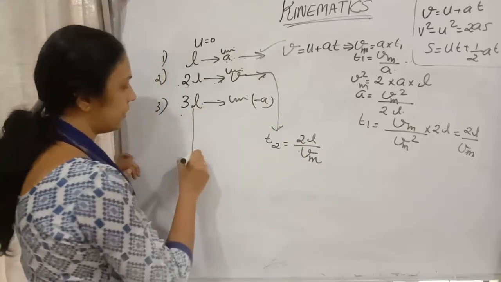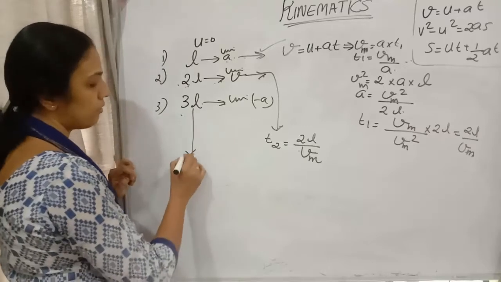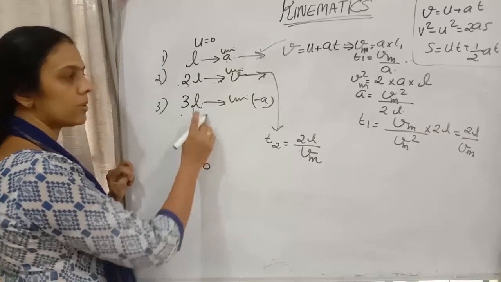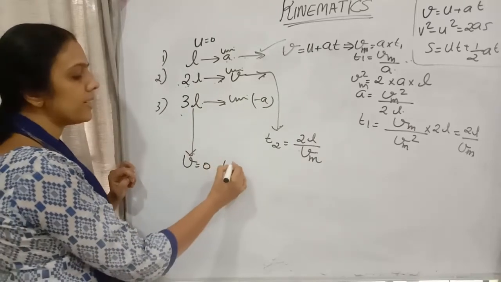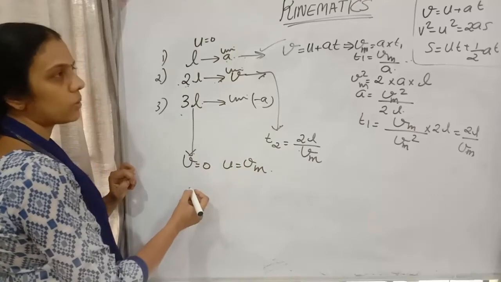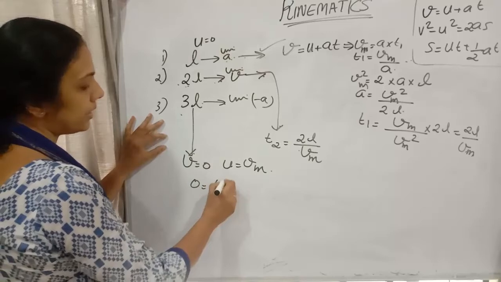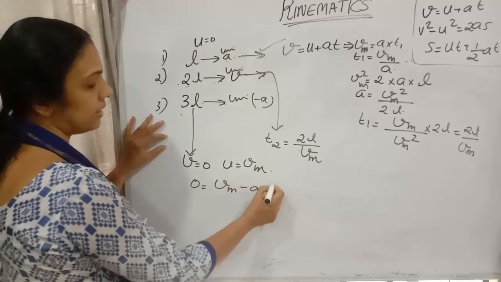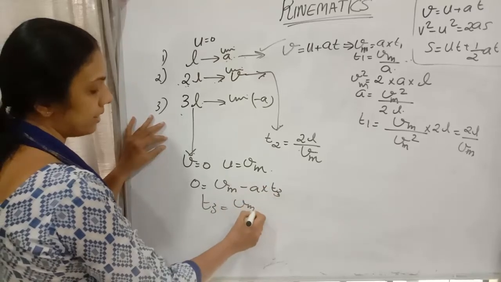Okay, next for the third position. What will be the final velocity? Final velocity is equal to 0, because it is under uniform retardation and coming to rest. What is its initial velocity? That is equal to Vm. Then how can we find the time T3? Here V equals U plus A T, with negative A, so 0 equals Vm minus A into T3. Therefore T3 equals Vm by A.